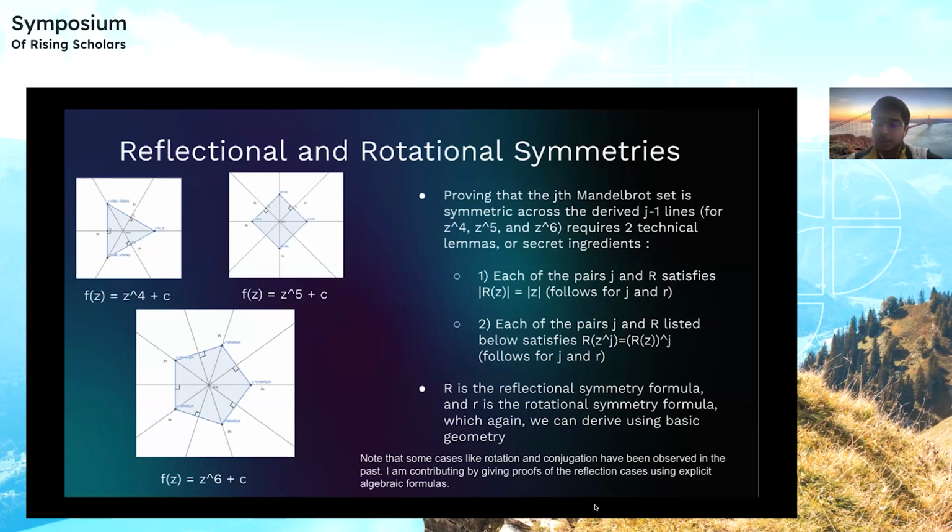Capital R is the reflectional symmetry formula, and lowercase r is the rotational symmetry formula, which again we can derive using basic geometry. Note that some cases like rotation and conjugation have been observed in the past. I'm contributing by giving proofs of the reflection cases using explicit algebraic formulas.